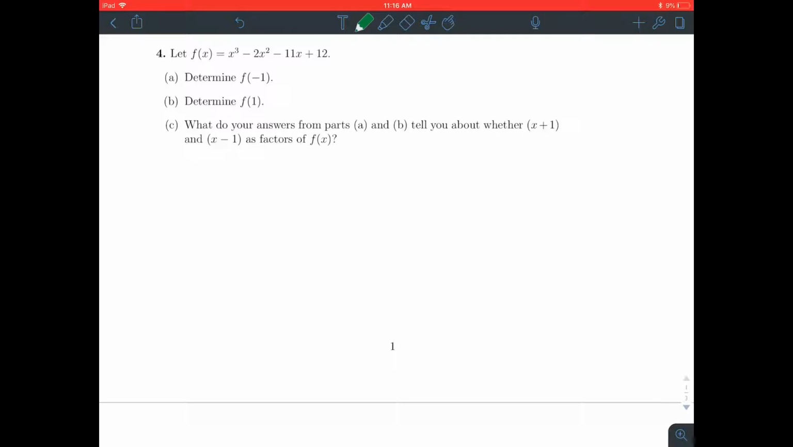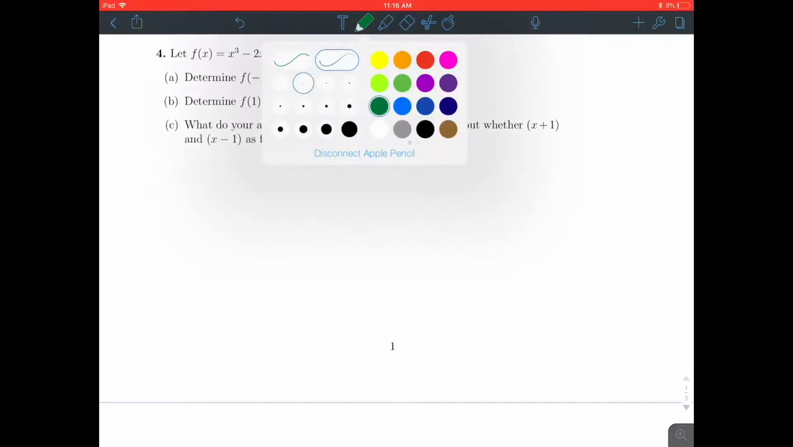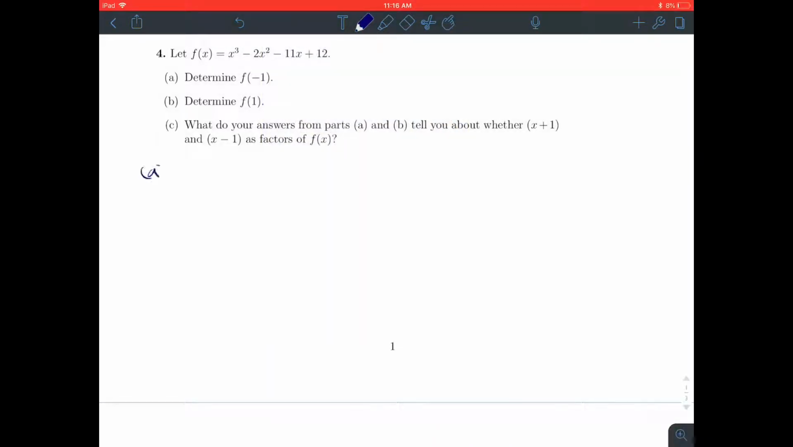Next up, let f of x equal this, determine f of negative 1 and f of 1. So I'll do those here and here. So f of negative 1 equals negative 1 cubed minus 2 times negative 1 squared minus 11 times negative 1 plus 12. You'd just use your calculator to do this, but I don't have a calculator, so it's bad luck to me. And then, let's see, we get 23 minus 3. This is 20.